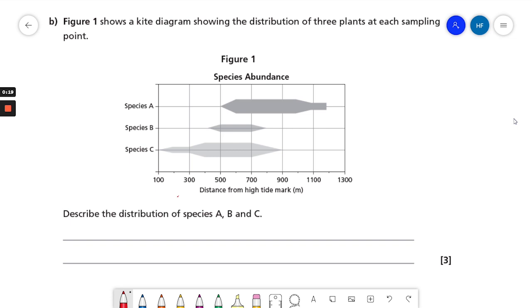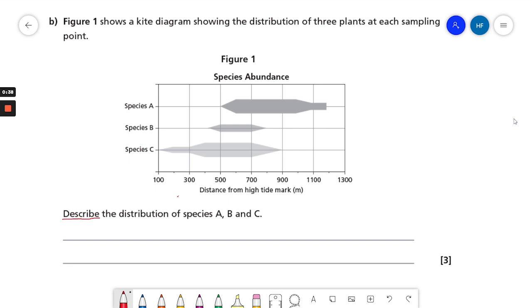Now let's start by identifying the command word, and I can see it down here. It's the word describe. So we're being asked to give an account of the distribution of the 3 different plant species A, B and C. Now let's unpick the question a bit more by having a closer look at the information we're given.